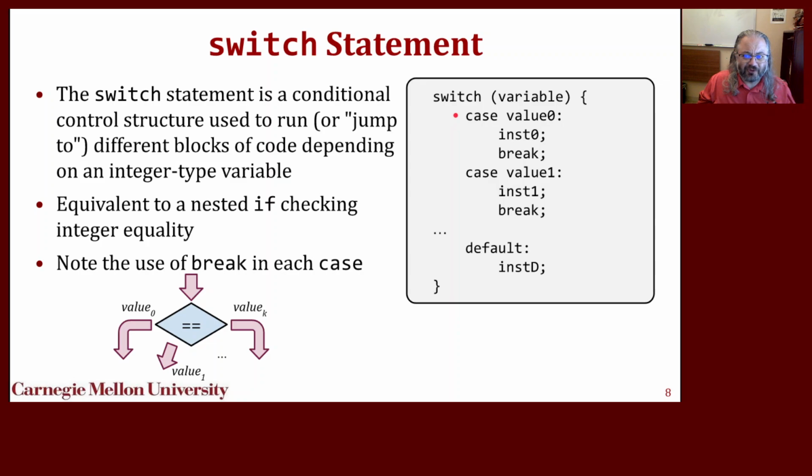Syntactically, a switch statement takes the variable that it operates on, and we provide a list of cases that we want to check. And each of these begins with the keyword case, which is essentially unique to the switch statement. Each case includes a label, and each label is one of the potential values of the variable. So the way to read this is, in the case that the variable takes value 0, we execute instruction 0 and then break. In the case that the variable takes the value 1, we execute instruction 1 and then break.